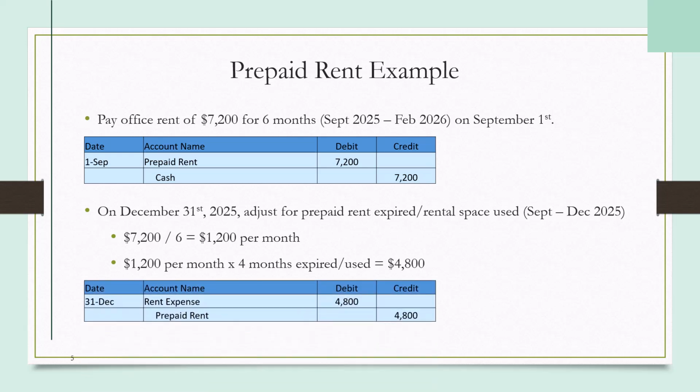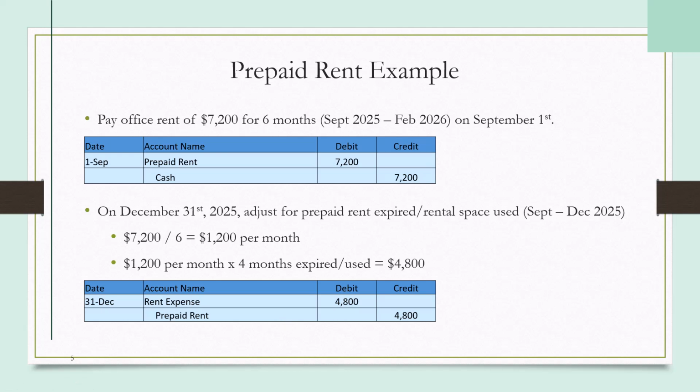And this is what the actual entry would look like. Rent expense would be debited for the 4 months that have been used up. You're adding to the expense account with this entry. And then prepaid rent would be credited for the $4,800. This subtracts from the prepaid rent account.